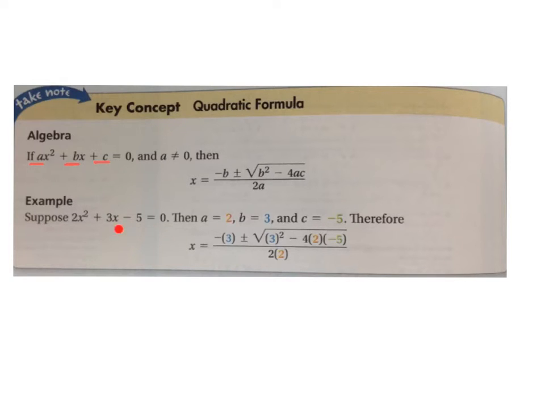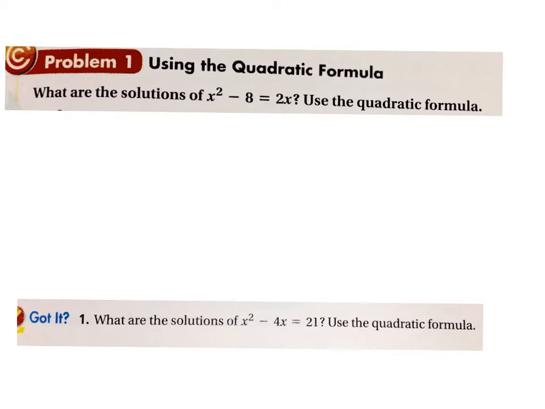Okay, so then they show you an example. Here's your quadratic equation. They're telling you that a is 2 because the x squared coefficient is 2, b is 3, and c is negative 5. So everywhere you see a b, you're going to put in a 3. Everywhere you see an a, you're going to put in a 2. And everywhere you see a c, you're going to put in a negative 5. And so they've put it in the formula. Now that's not the end of it. You do have to work it out and figure out what the answer is going to be. But that's how you plug it in.